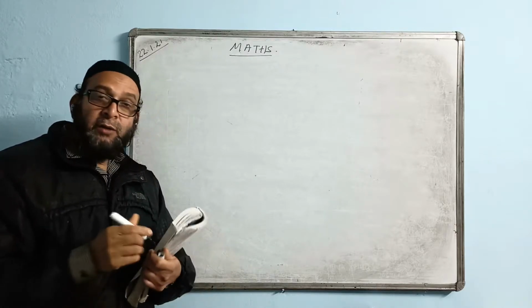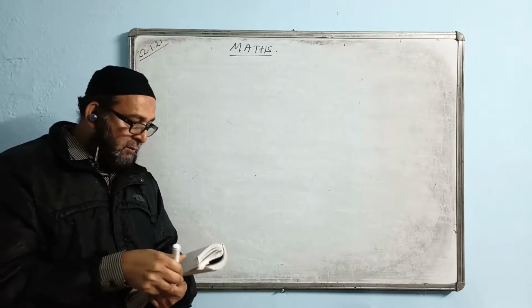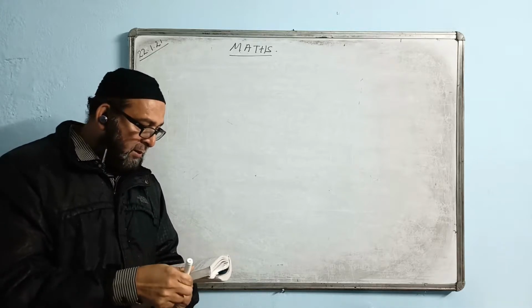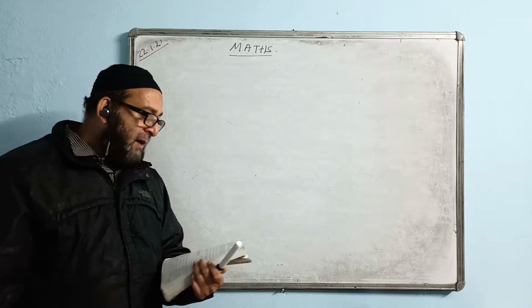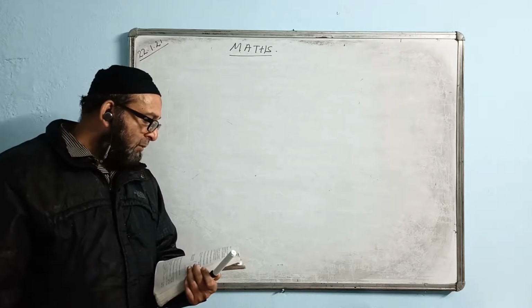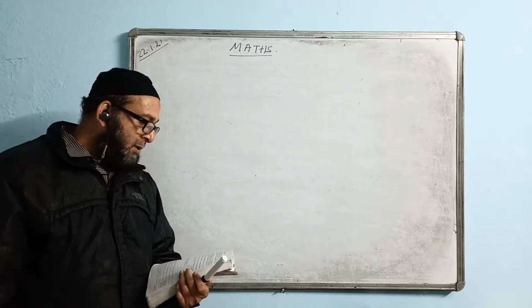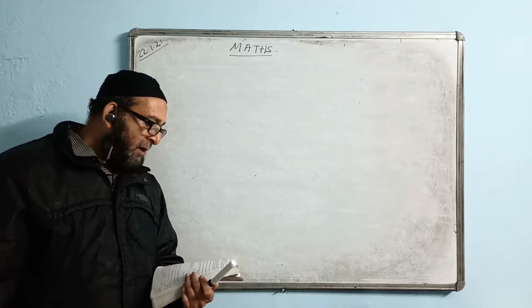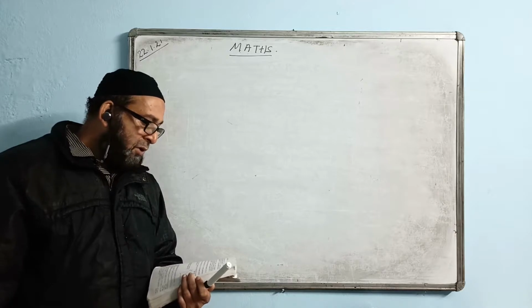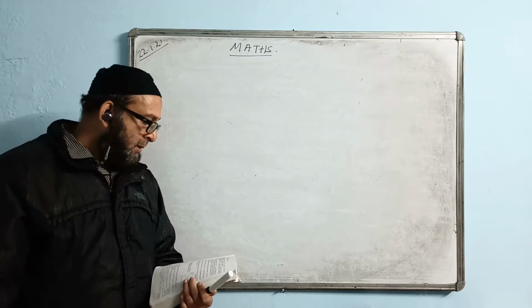P is a point on the x-axis with the coordinates x, 0 and which divides the join of the points A 3, 4 and B 14, -3. Find the coordinates of P and also find the ratio in which P divides AB.